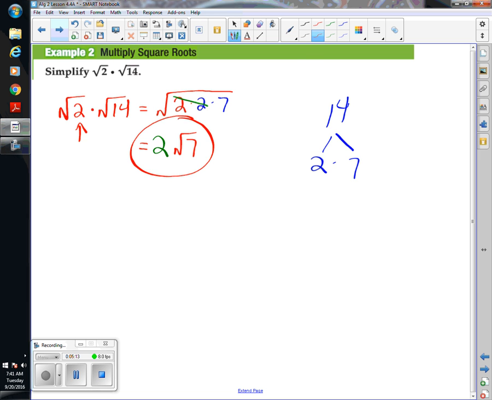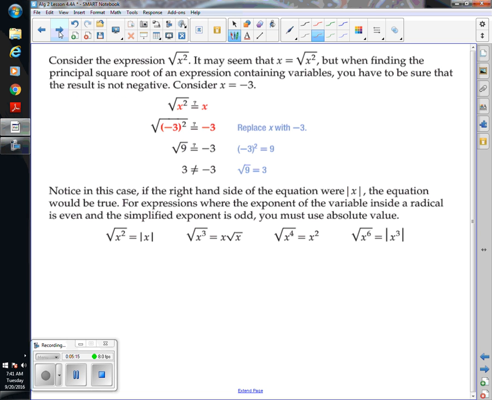All right, now we're going to throw some variables into the mix here. All right, consider the expression, the square root of x squared. It may seem that x equals the square root of x squared, but when finding the principal square root of an expression, principal meaning positive square root, you have to be sure that the result is not negative.